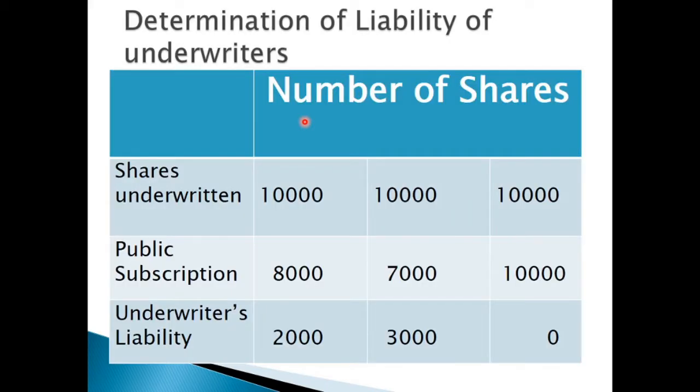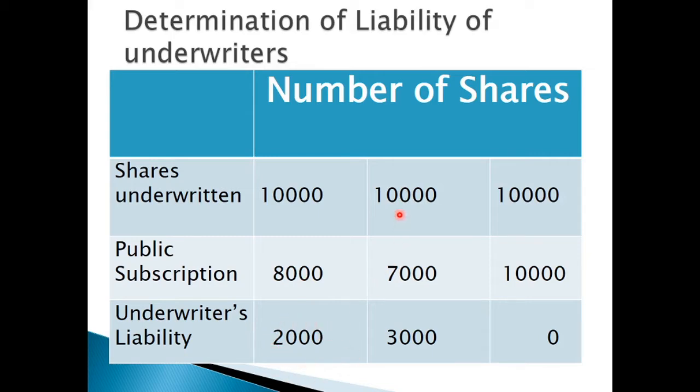Now we have a case here, a very simple calculation. The company has issued 10,000 shares to the public. So you have to determine the underwriter's liability. I have taken three different situations. In the first situation, take that the public has subscribed to 8,000 shares. So what is the liability of the underwriter? It is nothing but how many shares will have to be purchased by the underwriter. It is 10,000 minus 8,000. So 2,000 will have to be purchased by the underwriter, and that is the underwriter's liability.